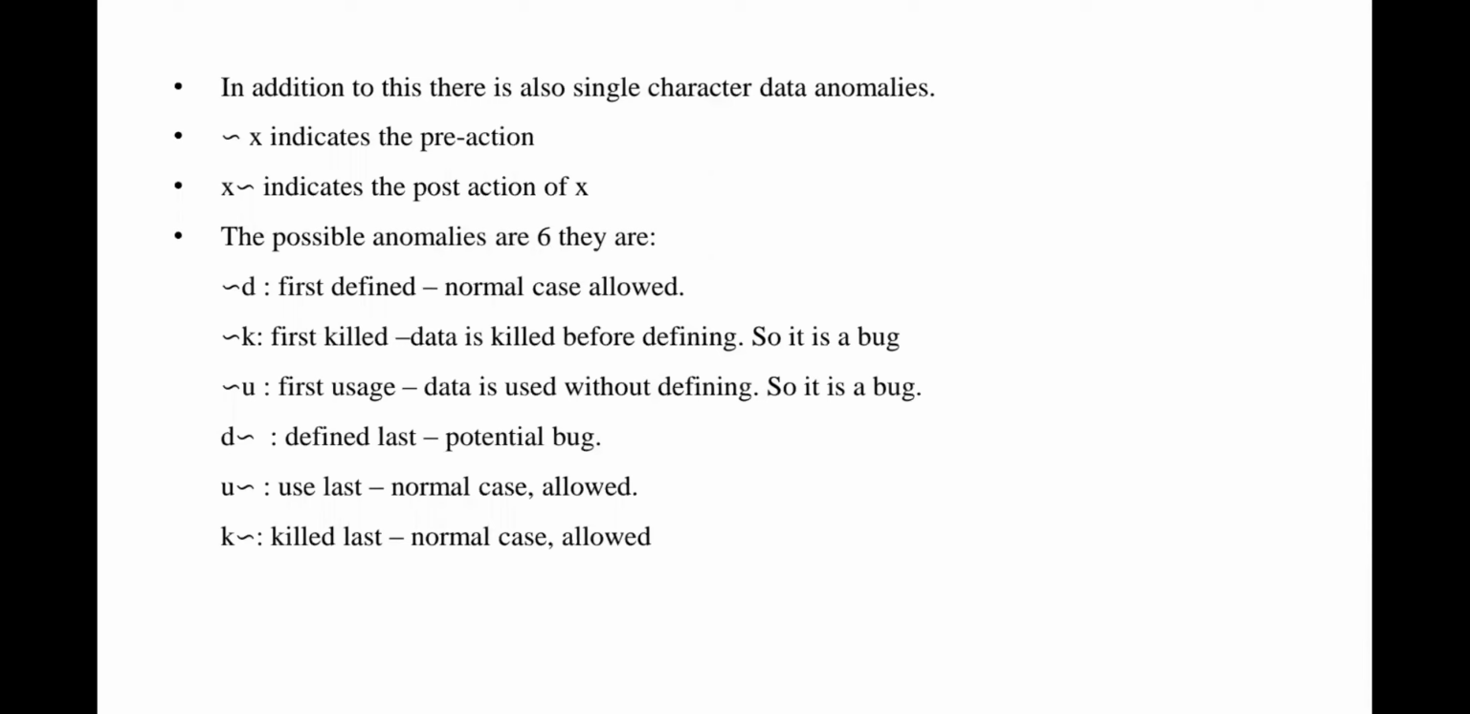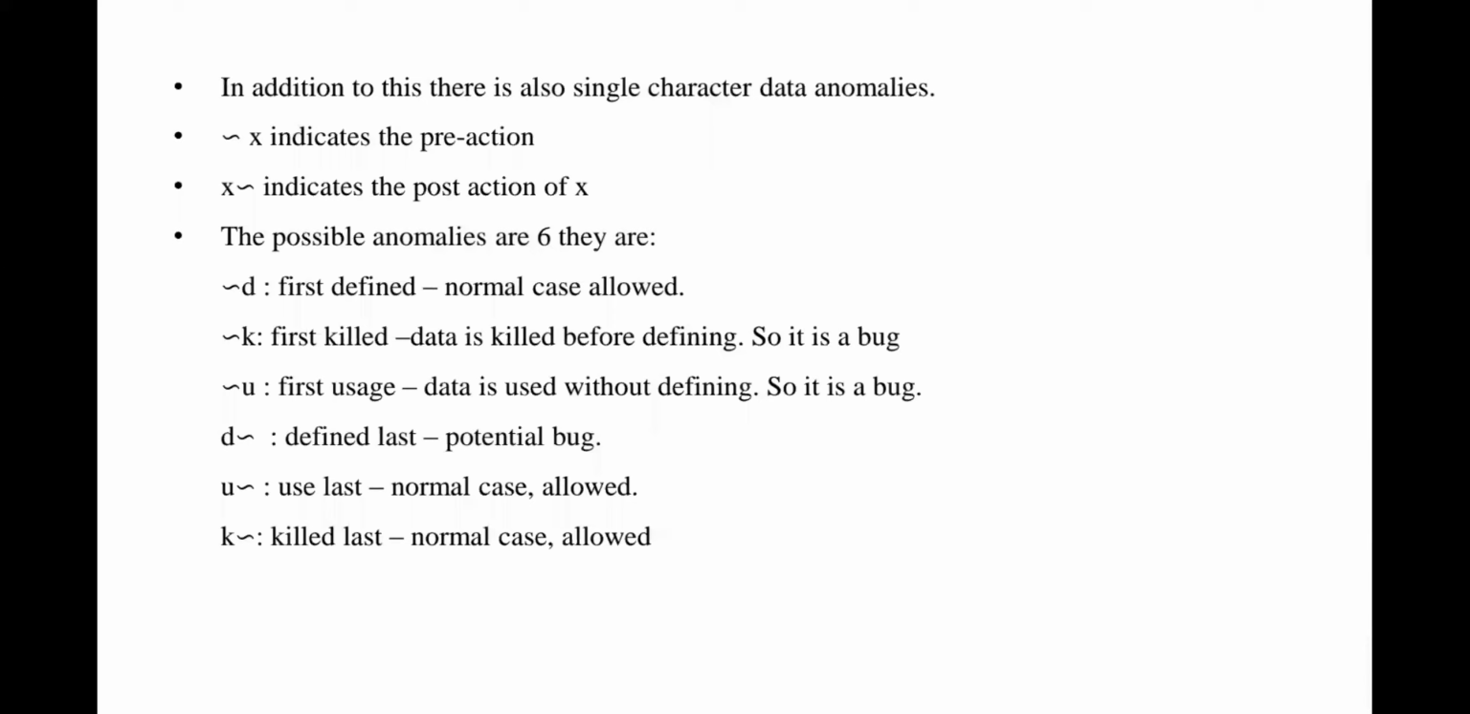Okay. So negation means, when you mention a negation before a data object or before a variable, it is called a pre-action. When a negation is represented after the variable, then it is called a post-action. So an anomaly is also represented for a single character with a symbol called negation.